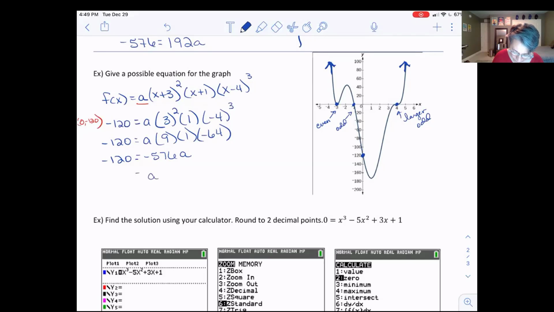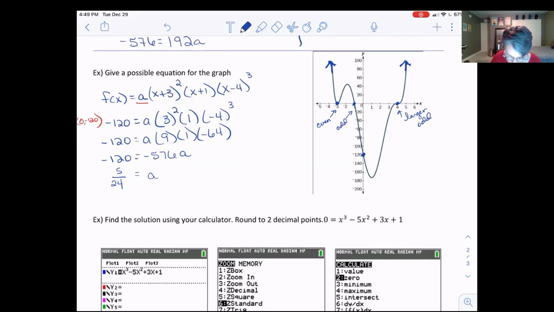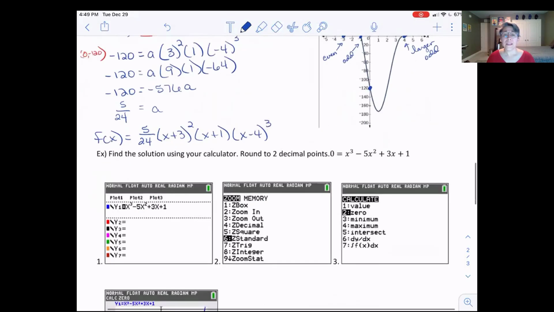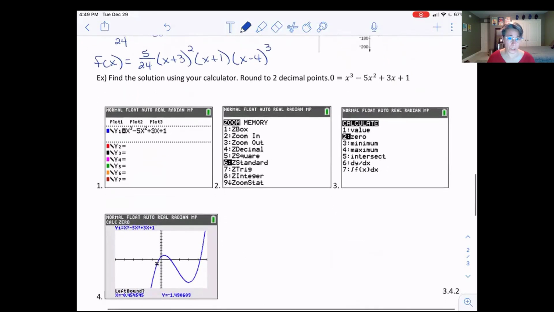And when we divide and reduce, we would get a positive 5/24. So our final equation, f of x equals a positive 5/24 times x plus 3 squared times x plus 1 times x minus 4 cubed. Now let's do some calculator work.